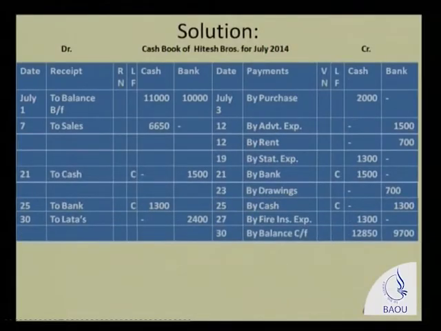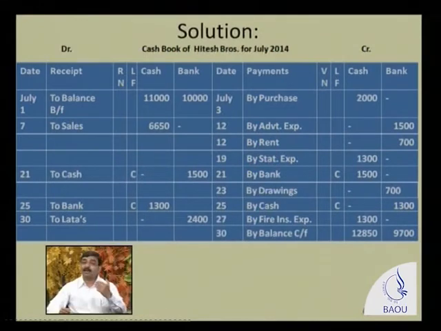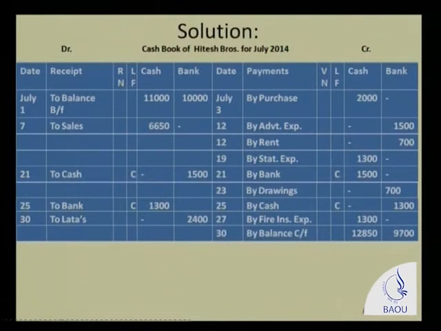Now see the next transaction, and the next transaction is fire insurance premium paid dated 27. Just see, fire insurance premium is an expense, so expense account as per the nominal concern, it's always debit. Fire insurance premium account debited to cash account. So on dated 27 on the payment side by fire insurance premium, cash column 1300 rupees. Because it is not mentioned whether it is paid through check or cash, it's understood that it is always paid through cash, so it is written in the cash column 1300 rupees.